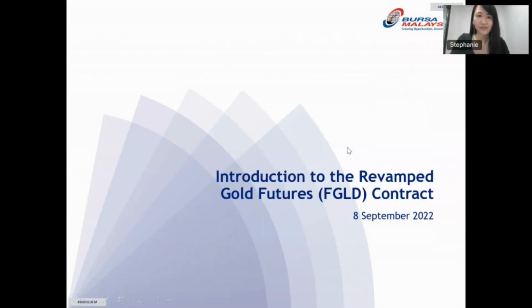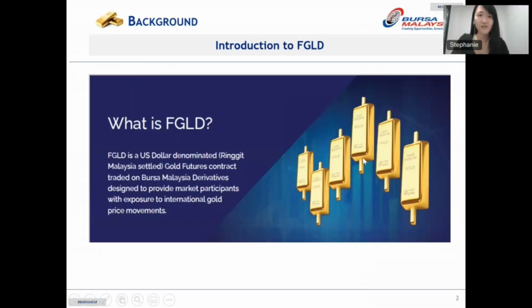Okay, I will start my presentation with the introduction of the revamped gold futures contract. First off, what is the revamped FGLD contract? It is the first quanto contract by BMD, whereby it's a USD denominated gold futures contract that is settled in Ringgit Malaysia at a fixed multiplier of 40.